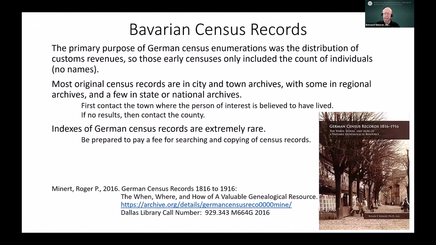Now, it used to be, up to about 10 years ago or so, most people would say, census records? We don't have any. I've never seen any census records for Germany. What are you talking about?